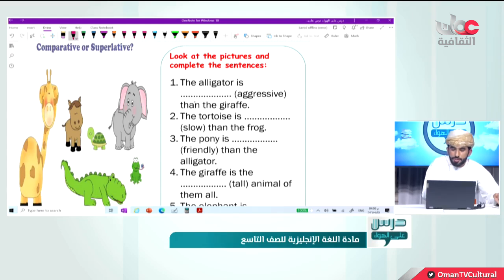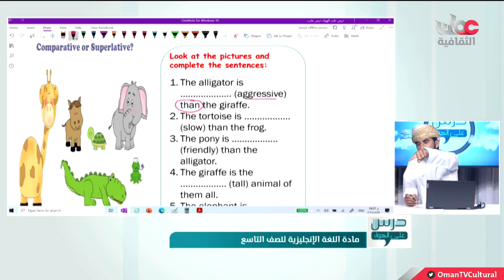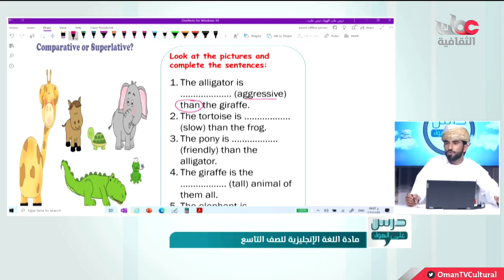The giraffe, sorry. So now, than, we're talking about comparatives as a keyword. So aggressive, is it one syllable or two syllables? Thank you, it's more than one syllable, exactly. So what should we do? We write, thank you, group C, more. The alligator is more aggressive than the giraffe. What about number two? The tortoise is very good, slower than. Slower than.